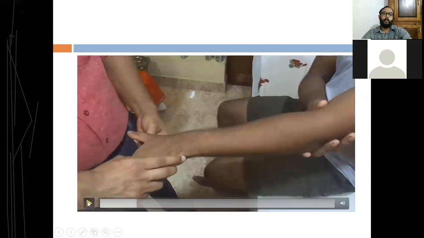And the Colles cast is to be done in ulnar deviation and then in palmar flexion. The Colles cast should be applied in ulnar deviation and in palmar flexion. This should be applied. Here I am showing only spiral bandage.